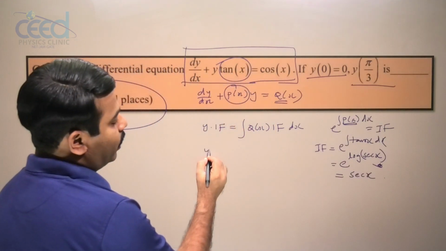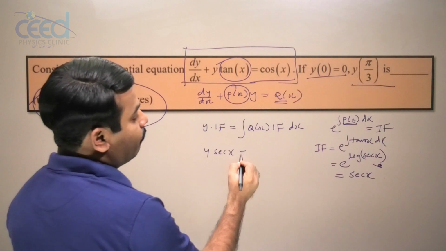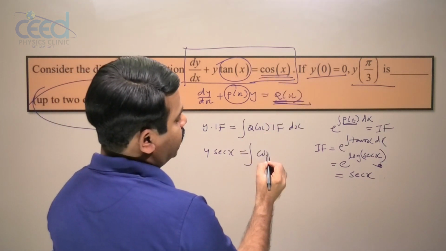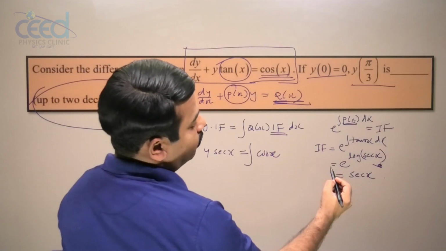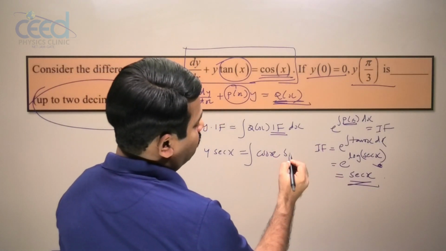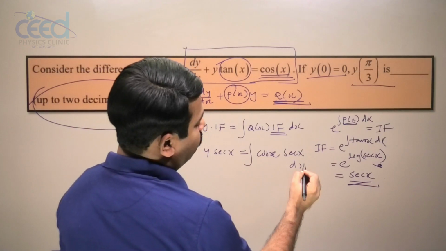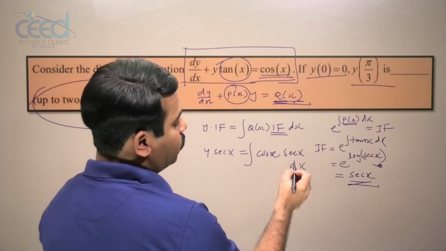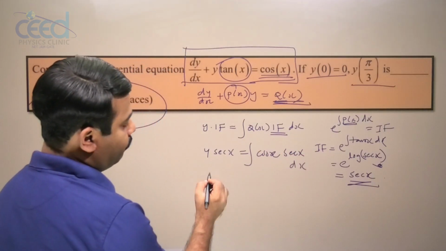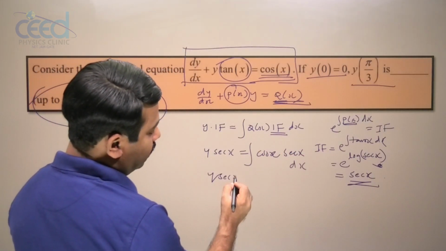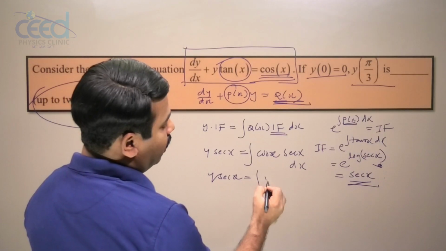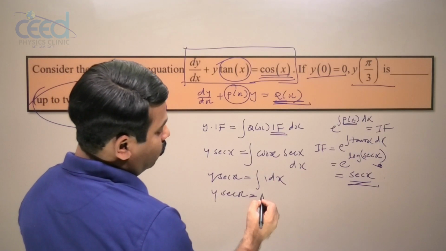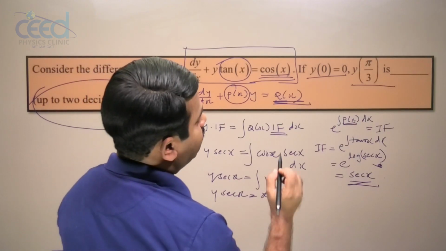Then y sec x is equal to integral of q of x, that is cos x, into the integrating factor we already found, sec x, dx. Now sec x is 1 by cos x, so they cancel, leaving 1 only. Then y sec x is equal to integral 1 dx, so y sec x is equal to x plus c, right.